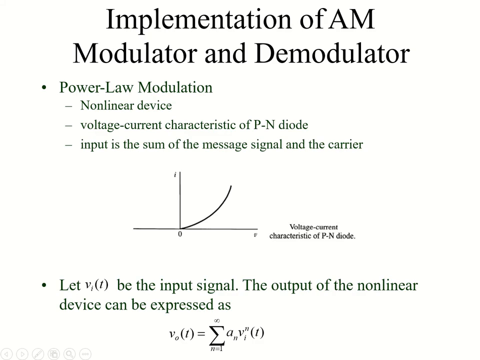Welcome back, class. So we have learned about different kinds of AM modulations. We have learned about double sideband large carrier, double sideband suppressed carrier, and single sideband modulations, and we have learned about the pros and cons of these different kinds of modulations.